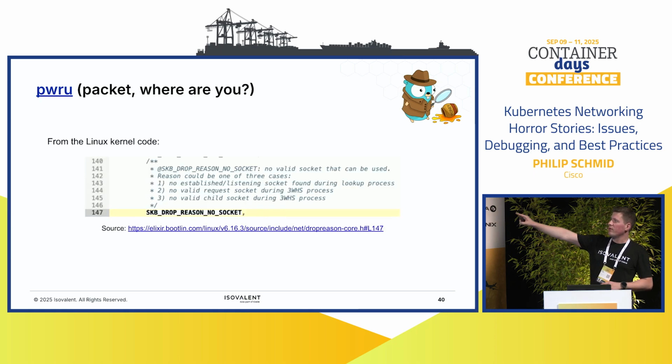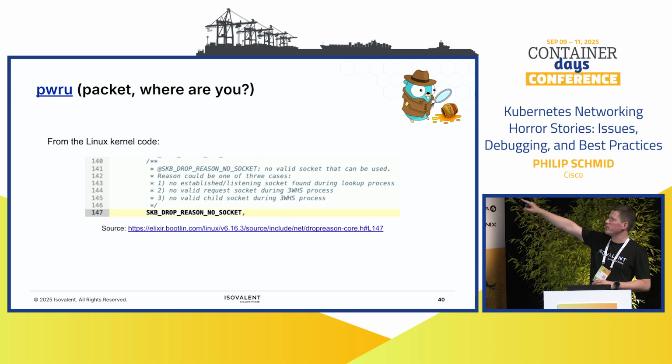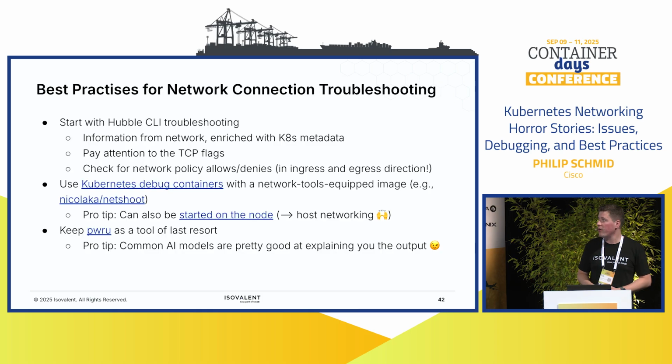To further understand what this actually means, we can have a look at the Linux kernel code. There, on line 141, it shows us no valid socket that can be used. Kind of simple as that. Let's verify this by using something like kubectl debug or kubectl exec, depending on if you have a shell within your target application. Here we're using ss, and we see that port 8443 isn't even listening, so it's for sure an application failure.